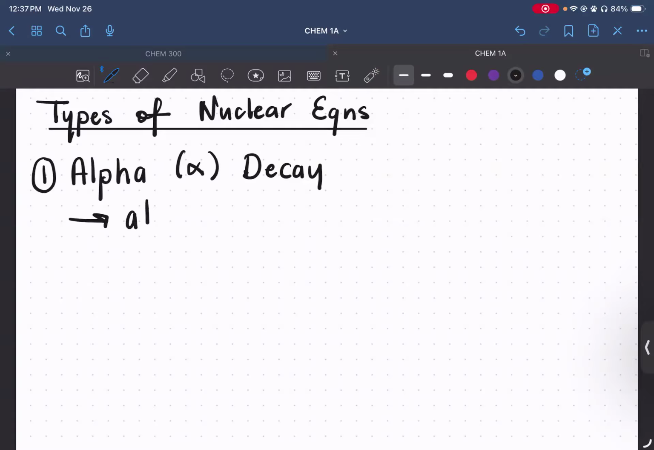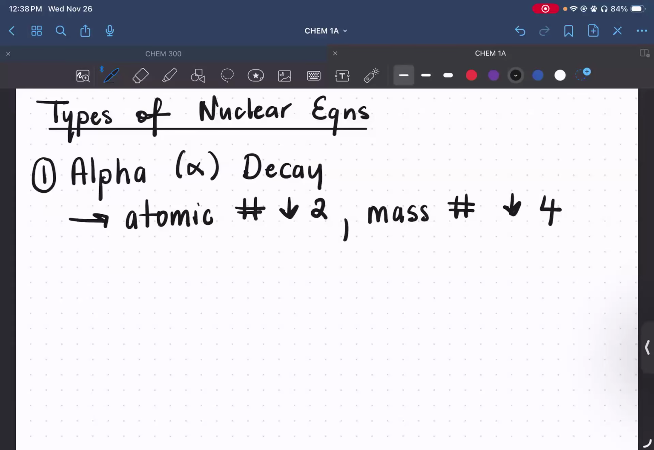Alpha decay reduces the atomic number by 2 and the mass number of an atom by 4. And what exactly does this mean? How does this relate to breakdown? In other words, what do these equations even look like?